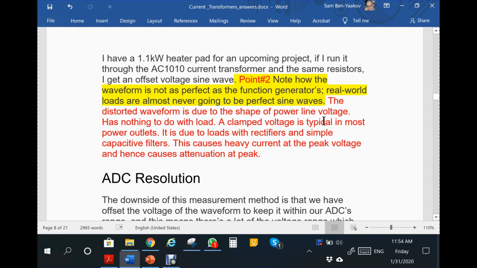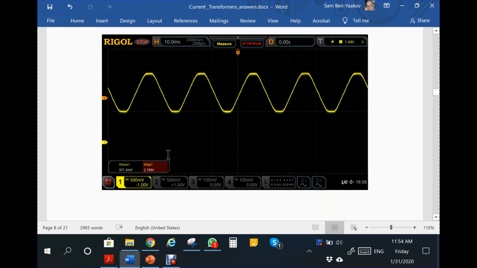In this case, the load was fed from the line, and the distorted waveform is due to the shape of the power line voltage. It has nothing to do with the load. A clamped voltage is typical in most power outlets. It is due to loads with rectifiers and simple capacitive filters, and these cause heavy current at the peak voltage, which attenuates it, and it is very typical to see a voltage coming out of the outlet or the line that is really clamped like this.